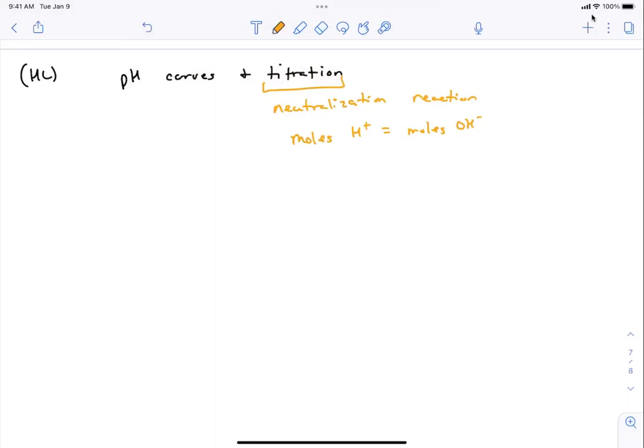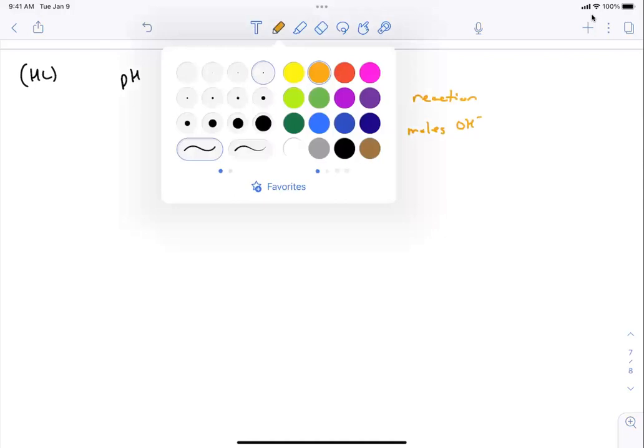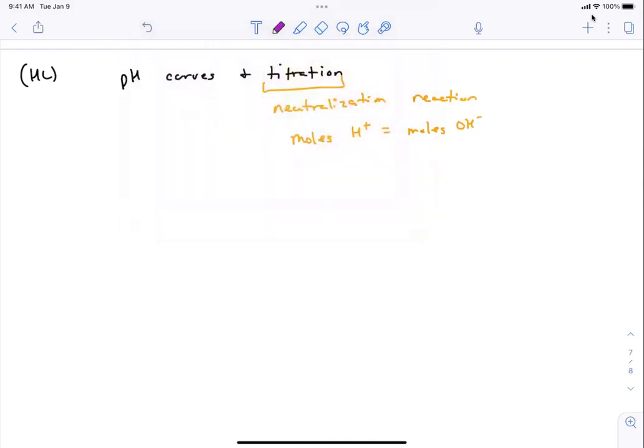Okay, so the moles of H plus equal the moles of OH minus when it's neutralized. And so it's important that you need to write a balanced reaction for an acid plus a base reaction. For example, you might see HCl plus NaOH yields NaCl plus H2O. This is a 1-to-1 ratio. So that means the moles of HCl equal the moles of NaOH when they're neutralized. But you could have a reaction where the coefficients aren't the same, and then you'd have to factor that into your equation.